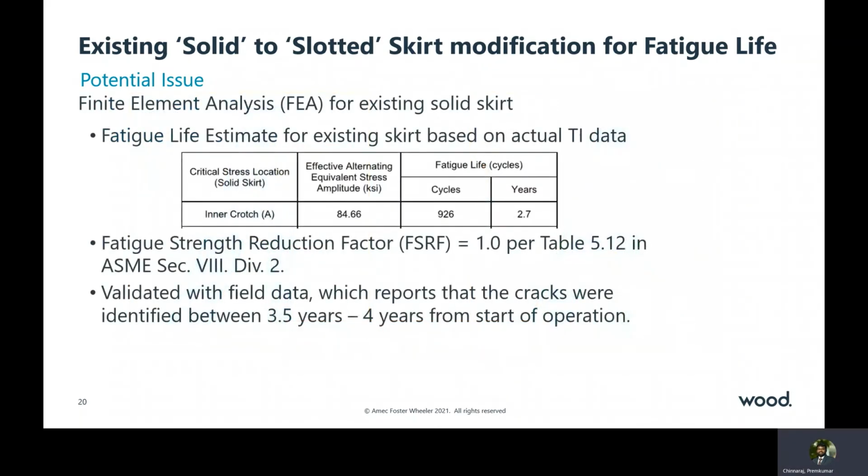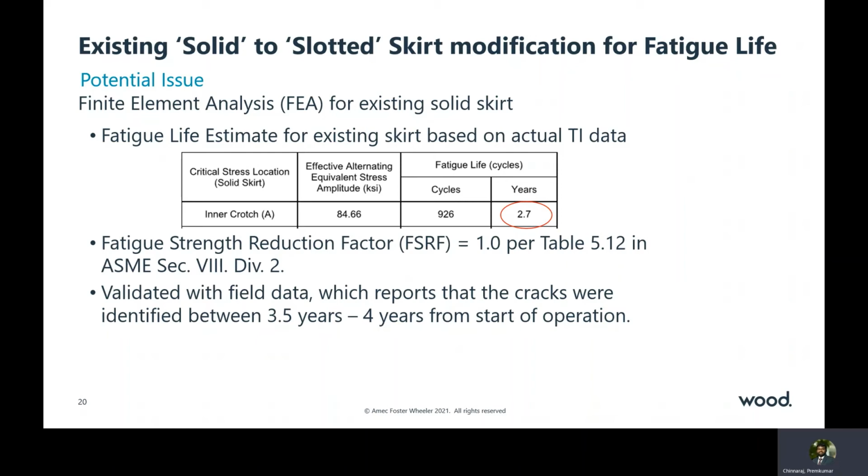Based on 13-hour cooking cycle, the calculated fatigue life estimate for inner crotch area translates to 2.7 years. The estimate was based on using a fatigue strength reduction factor of 1 as shown in table 5.12 from ASME Section 8 Division 2. Fatigue strength reduction factor of 1 corresponds to a ground smooth weld with full volumetric examination and a surface that receives MT, PT and VT examination. Therefore, even with best case scenario for weld, the estimated fatigue life is low.